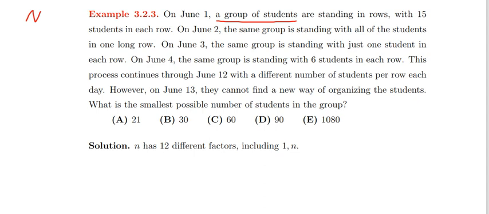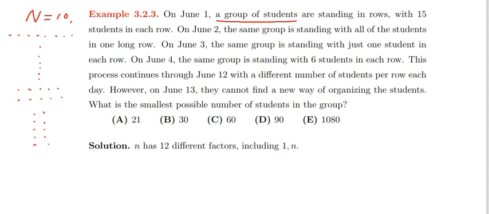So let's check. Suppose we just have 10 students, a small number. We can ask those students to stand in one line, like this way, or this way. It can also be like this way, 5 students in a row, or in this way, 2 students in a row. Right?